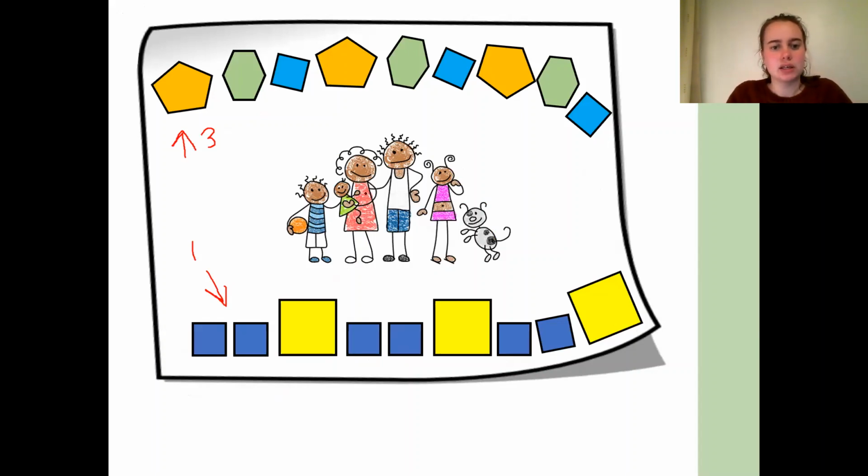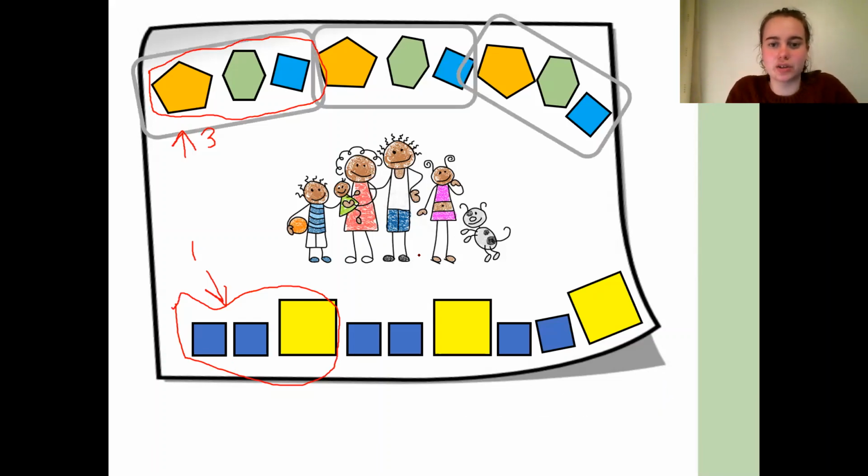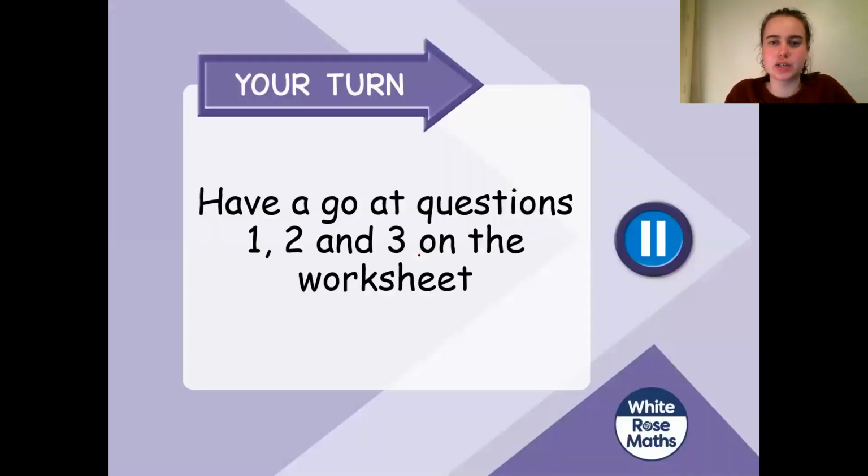And something that is the same is that there are 3 shapes in each part of the pattern. So 3 shapes before the pattern is repeated. So that's something that's similar and something that's different. So there you go, showing us the 3 different parts. So you can have a go now at questions 1, 2 and 3 if you'd like to.